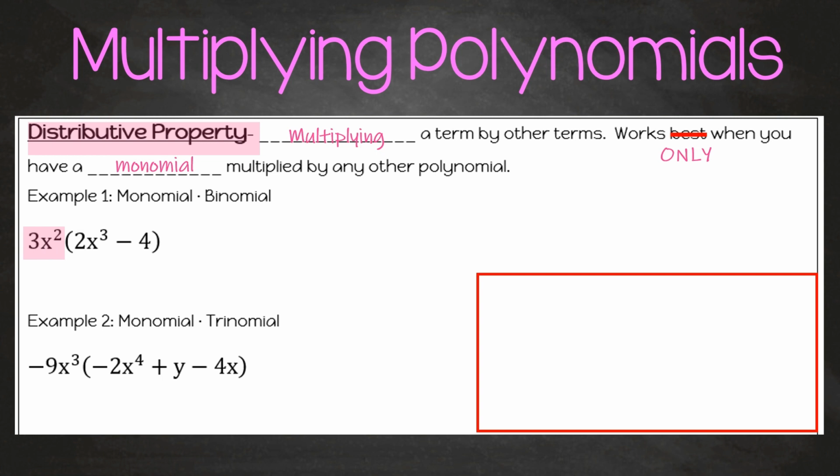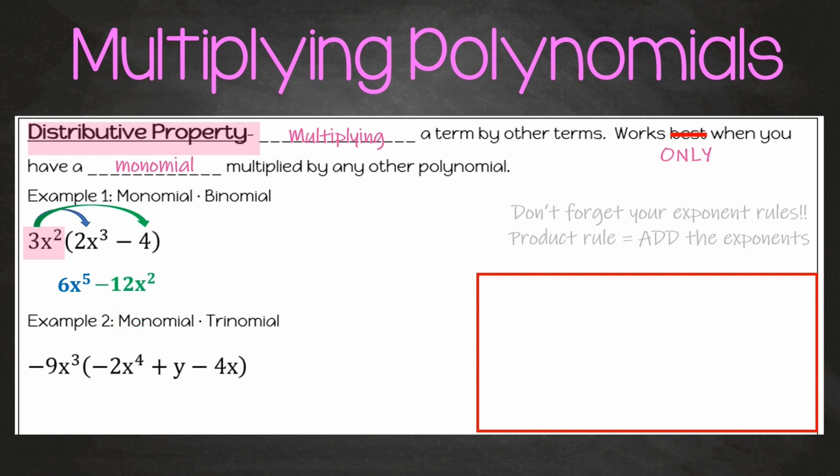So in this first example, we have our monomial, or first term, 3x squared, and it's going to be multiplied by 2x to the power of 3 minus 4. The first thing we're going to do is take this term 3x squared and multiply it by 2x to the power of 3, and we get 6x to the power of 5. Then 3x squared multiplied by negative 4, and we get negative 12x squared.